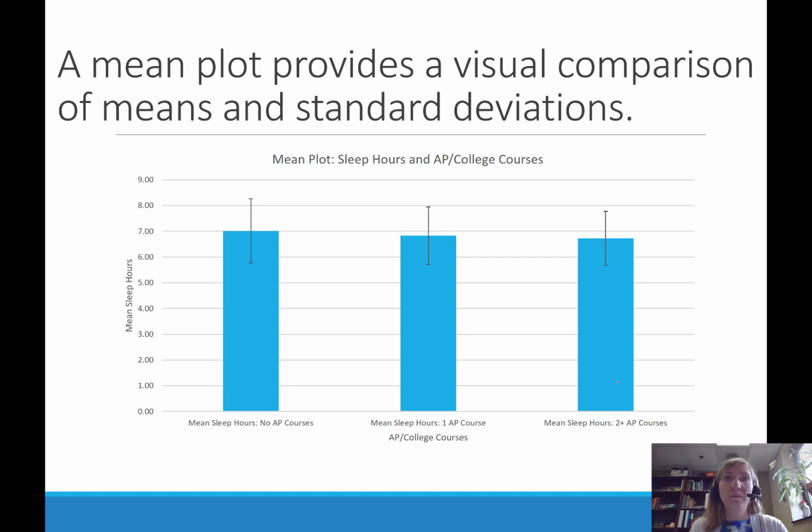The x-axis has the group information, in this case the number of AP or college courses, while the y-axis scale is mean sleep hours. The height of the bar represents the mean for that particular group, while the standard deviation line represents the mean plus the standard deviation and the mean minus the standard deviation. For the purposes of this graph, the standard deviation is not uniform across the groups. It is calculated separately for each group. A mean plot allows us to compare centers and spreads for the groups.